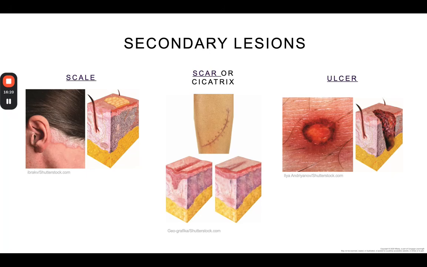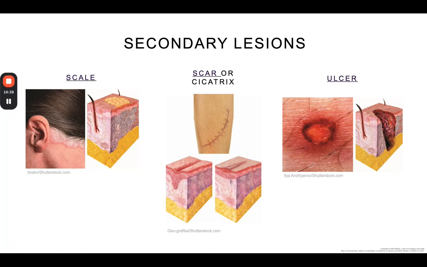And then lastly, for our secondary lesions, we have an ulcer. Again, you can see how ulcers affect the layers of the skin. An ulcer can affect the epidermis down to the dermis and even the hypodermis. As you can see, there is a loss of skin depth. That is the characteristic of an ulcer.